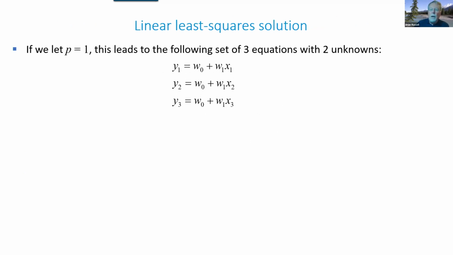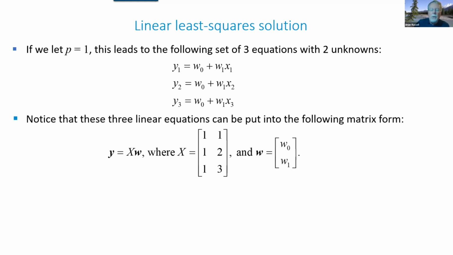So y1 is W0 plus W1x1, y2 is W0 plus W1x2, and y3 is W0 plus W1x3. Now, of course, we can write this in matrix form. We can write it as y equals X times the weight vector, where X now has a column of 1s that coincide with the W0 terms, and 1, 2, 3 in the second column. So the first column is all 1s, the second column is 1, 2, 3, the x values. And W is simply a 2-valued vector, W0, W1.